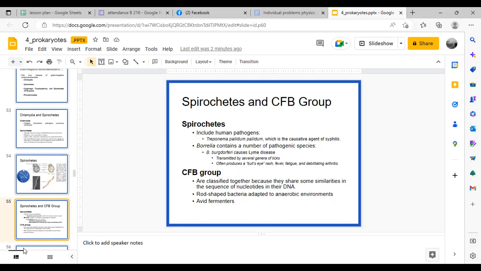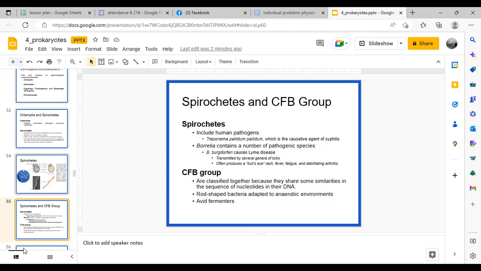So this includes human pathogens, Treponema pallidum. So this is the causative agent of syphilis. You have also Borrelia. You can have B. burgdorferi. So this causes Lyme disease. So this is transmitted by ticks.